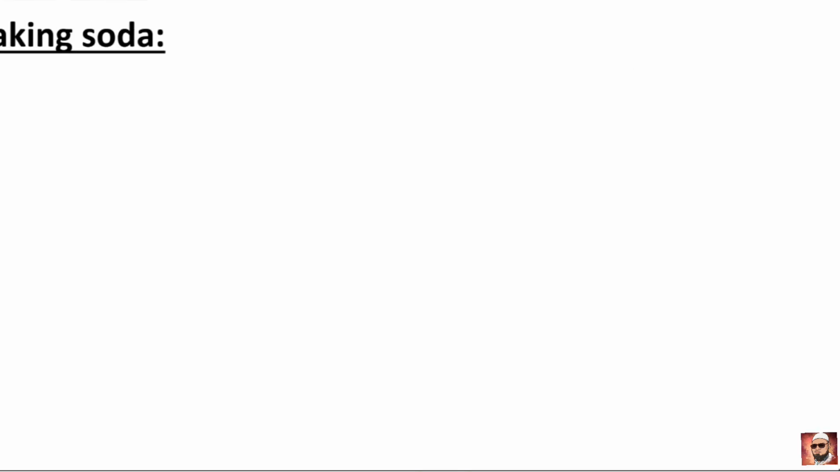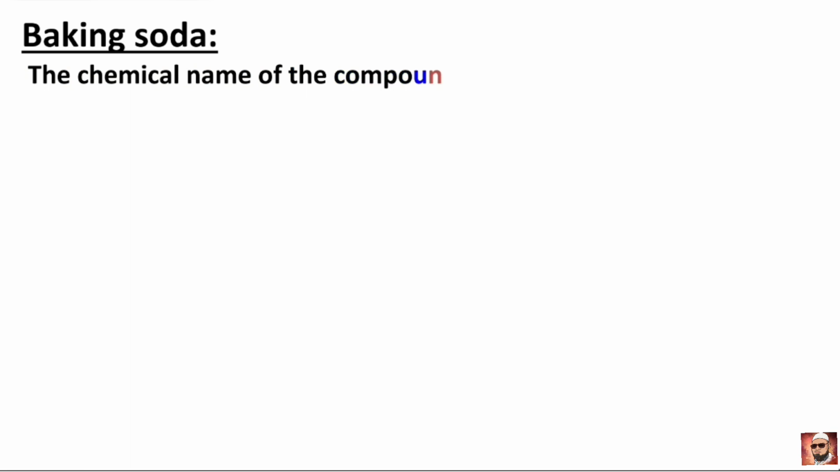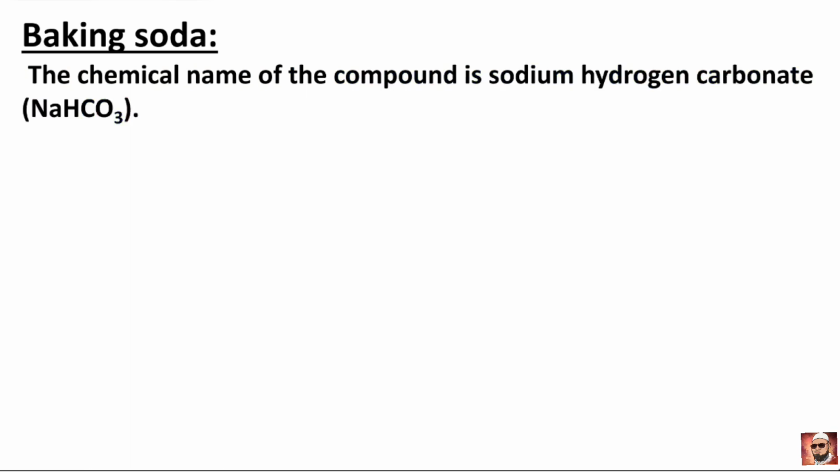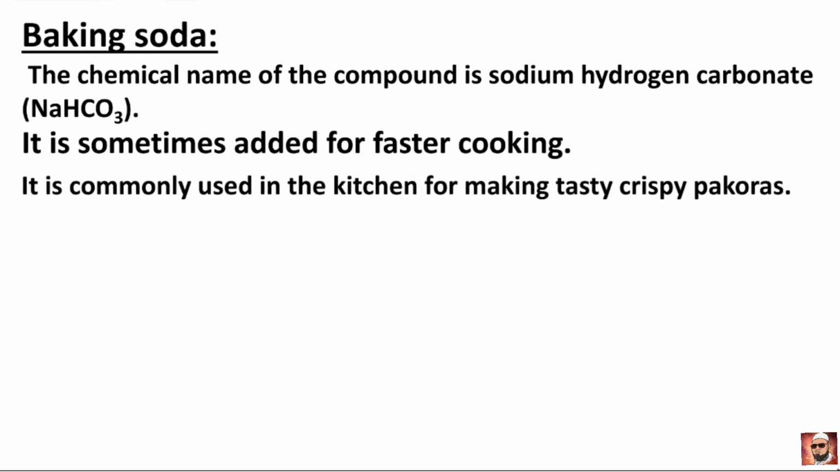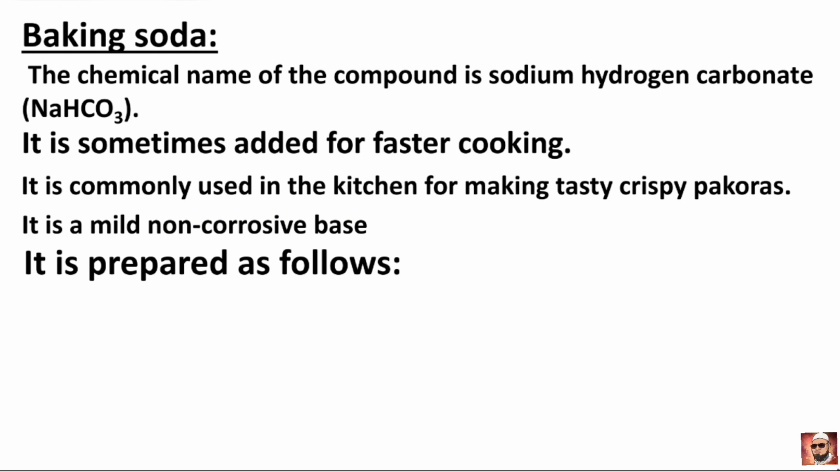Baking soda. The chemical name of this compound is sodium hydrogen carbonate, or we can say sodium bicarbonate, and the formula is NaHCO3. It is sometimes added for faster cooking. It is commonly used in the kitchen for making tasty crispy pakoras. It is a mild non-corrosive base. It is prepared as follows.